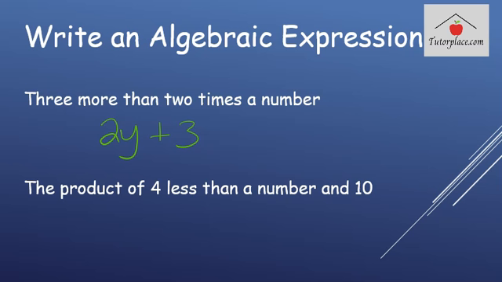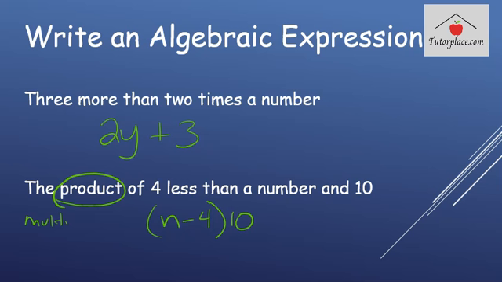Alright, the next one has the word product. Product means multiplication. So the multiplication of 4 less than a number. So here's my number, 4 less than that. But it's supposed to be a product of that and the number 10. So I'm going to have to put that in parentheses because it's this whole number times the 10. That was a little tricky knowing that you have to put that in parentheses, but this is considered to be that number, n minus 4, and then multiply that by the 10.